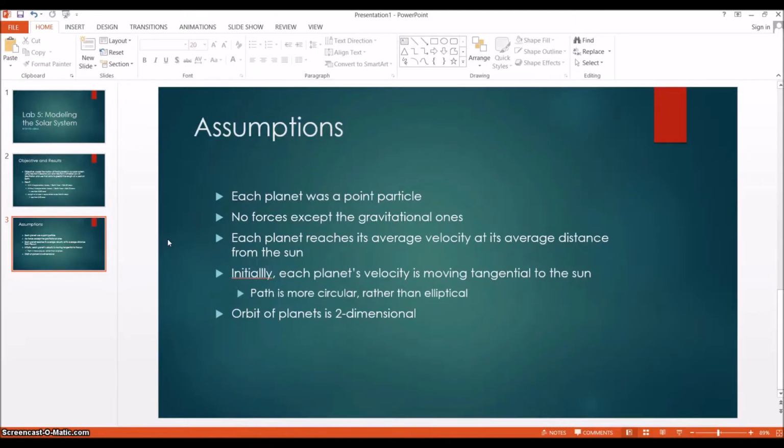I treated each planet as a point particle since I was dealing with the length of orbit around the Sun and not the rotational aspect. In addition, I assumed that no forces other than the gravitational forces acted on the system. Also, since I only knew the average distances of the planets from the Sun and their respective average velocities, I assumed that these two values coincided at the same point in time, setting them as my initial condition. Also, because I did not have exact angles of velocity relative to the Sun, I had to set the velocities as tangential to the Sun. This made the planets' paths more circular rather than elliptical as they are in the real universe. Finally, I assumed that the orbits were in a 2D plane.